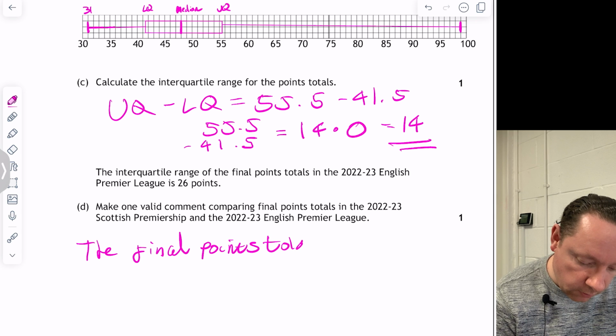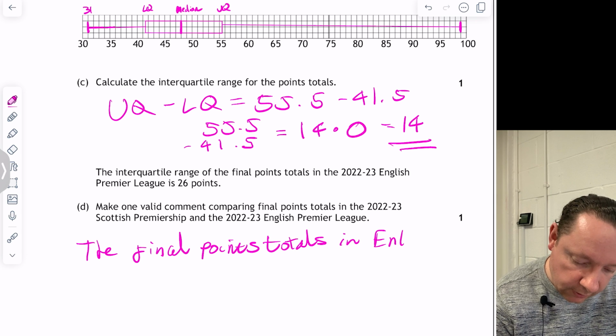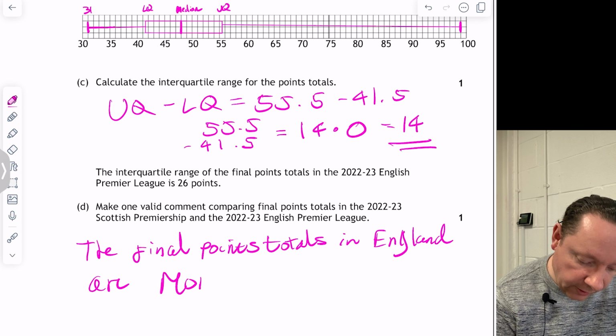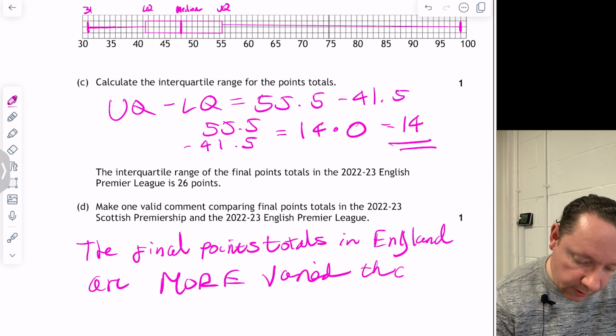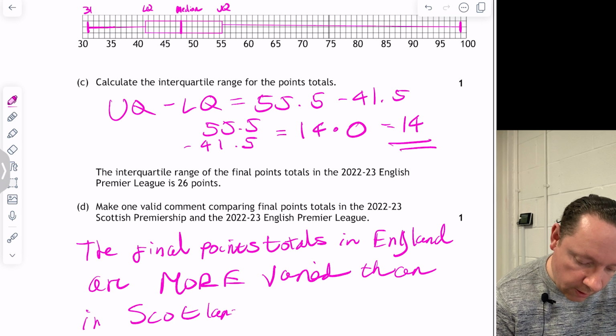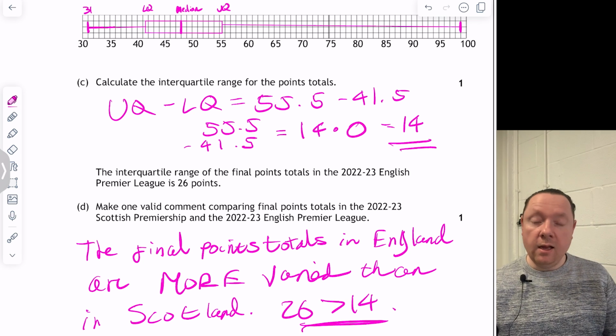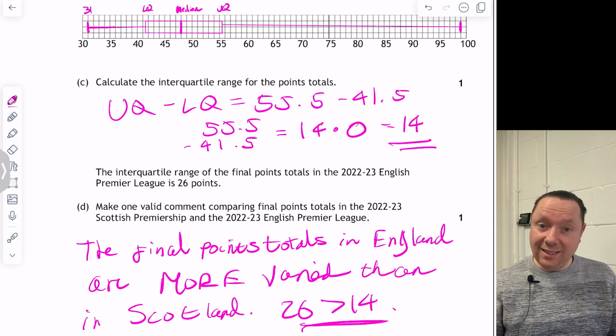totals in England are more varied than in Scotland. And that's because 26 is bigger than 14. Or you could say the final point totals in Scotland are more consistent.